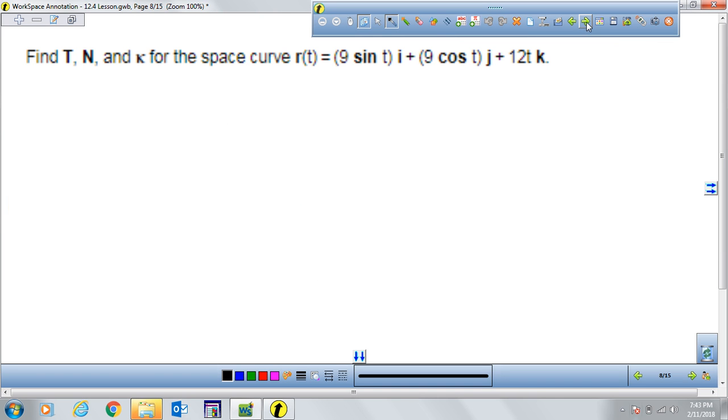Next, let's do the same thing for this problem. Find the tangent, the normal, and the curvature. So the unit tangent vector, the principal unit normal vector, and the curvature.